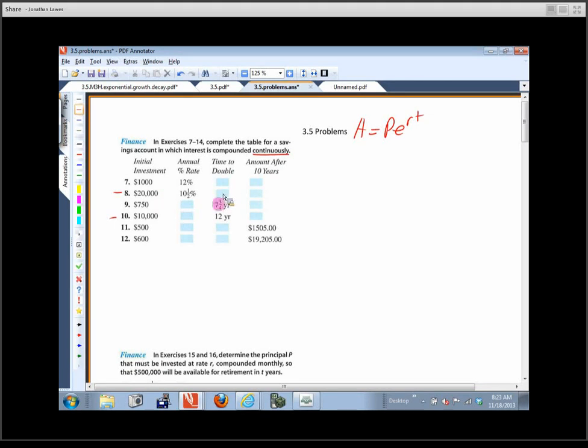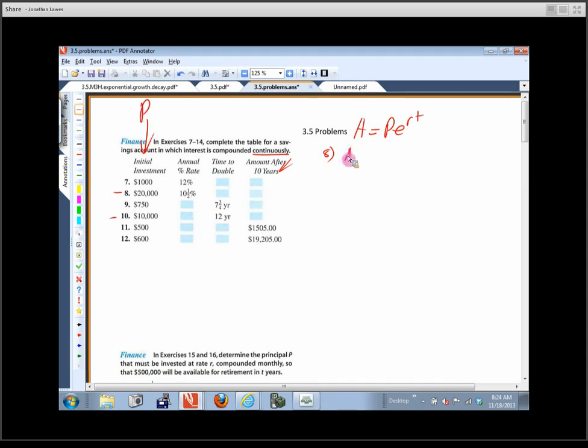Okay, it wants us to figure out two things. It wants us to figure out the doubling time, and it wants us to figure out the amount after 10 years. Now, if you have the model, this is actually the easiest question. Okay, so let's take a look at number 8. On number 8, it says this is the initial investment. What do we usually call the initial investment? P. So they're telling you what P is.